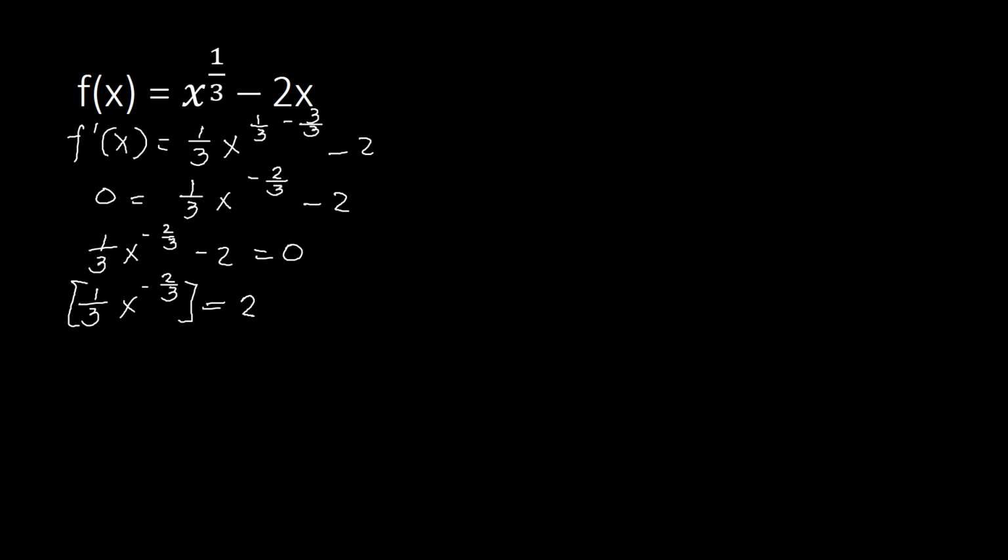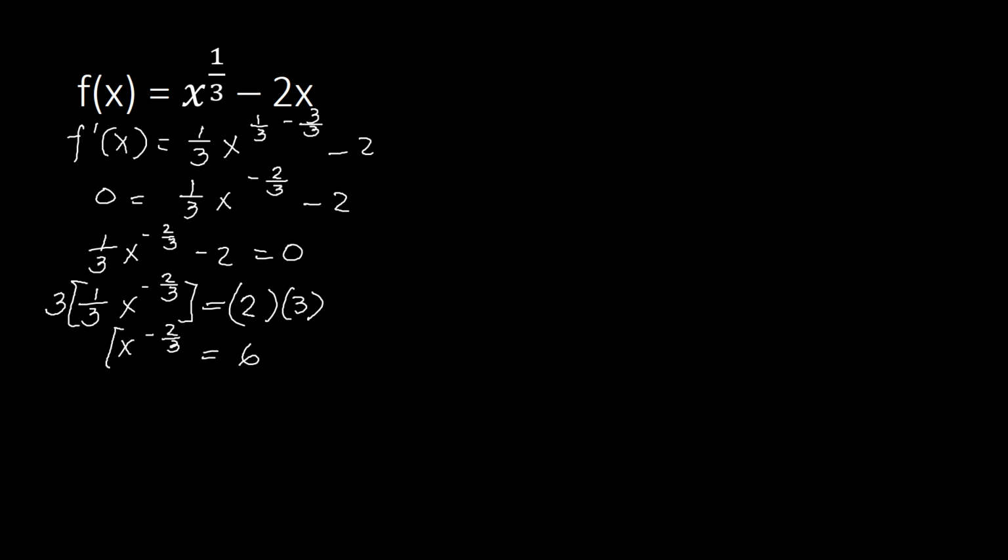So 1/3 here, we are going to get that out by multiplying by 3, and also we multiply 3 on the other side. So 3 times 1/3 is 1. So we only have x to the negative 2/3, that's equal to 6.